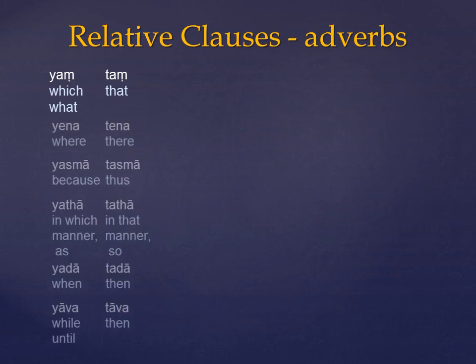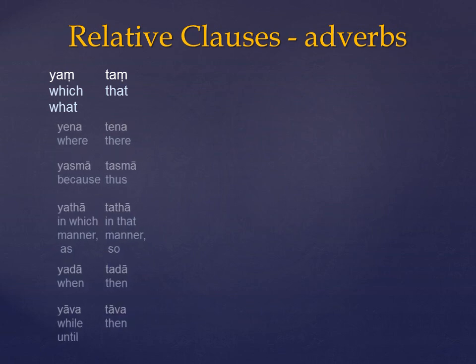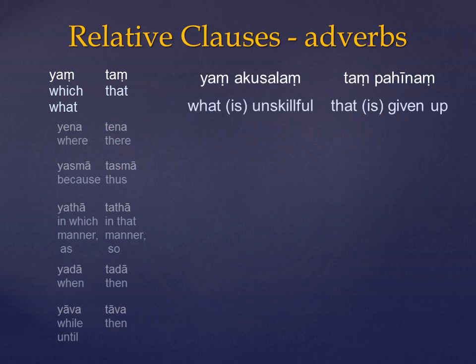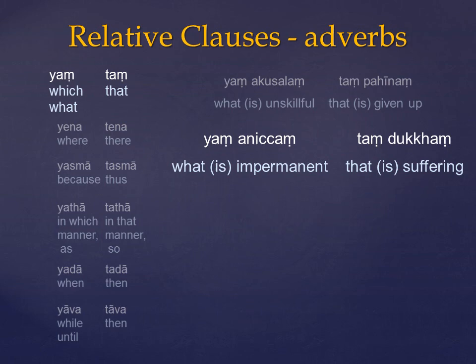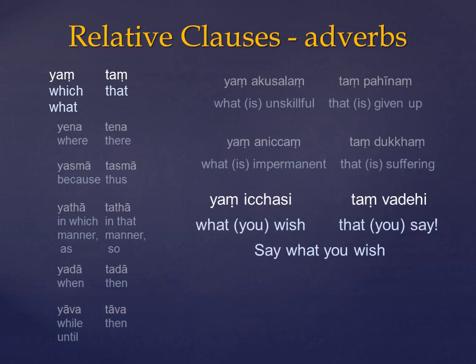Yaṃ and taṃ are possibly the most commonly used adverbs and have a wide range of meanings. But in relative clauses, they generally take the meanings of what and that. For instance, yaṃ akusalaṃ taṃ pahātabbaṃ. What is unskillful, that is given up. Yaṃ aniccaṃ taṃ dukkhaṃ. What is impermanent, that is suffering. Yaṃ icchasi taṃ vadāhi. What you wish, that you say.